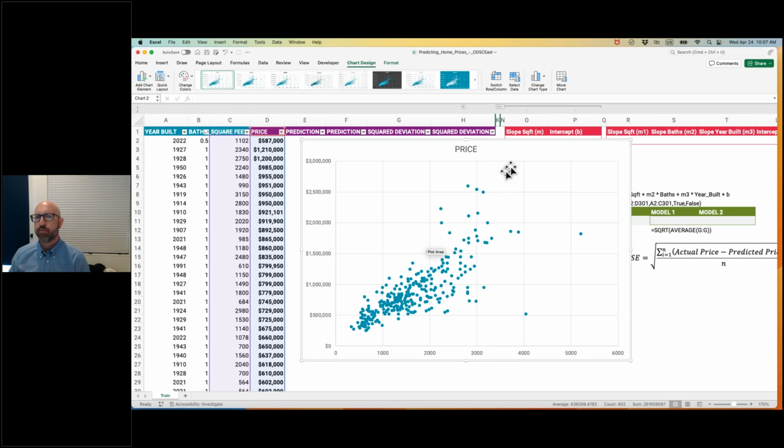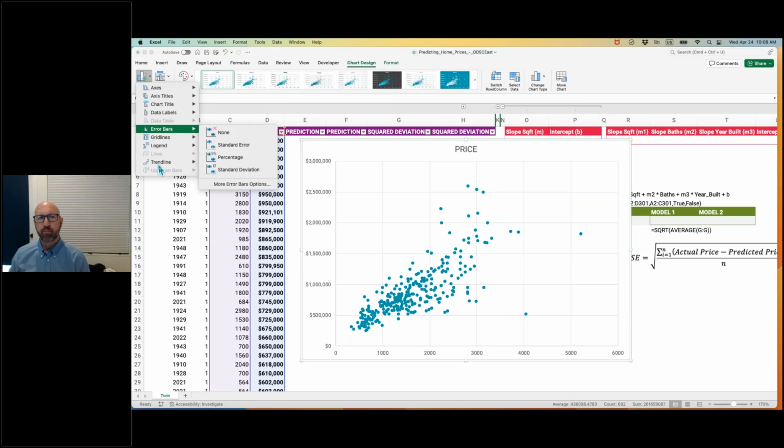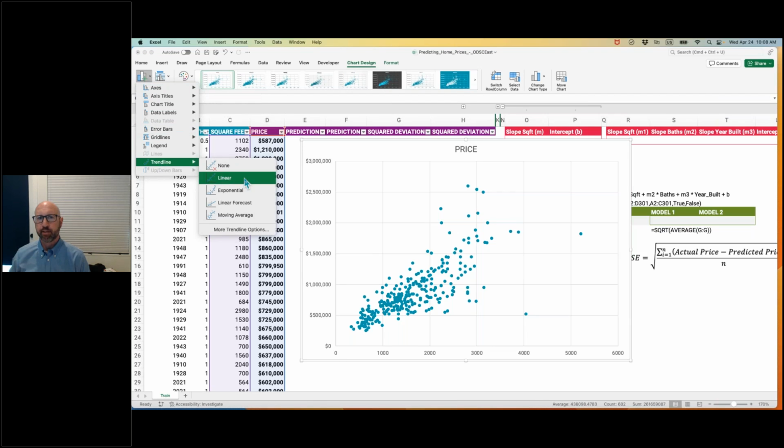So there's one way of doing it graphically. You select your chart, go up here to chart design, and on the left, you have add element. When you go to the bottom, you have this thing called trend line and linear. So I'm going to pause there and go again.